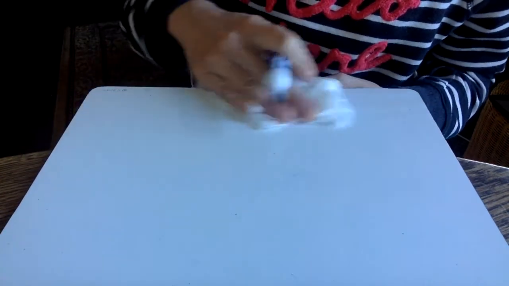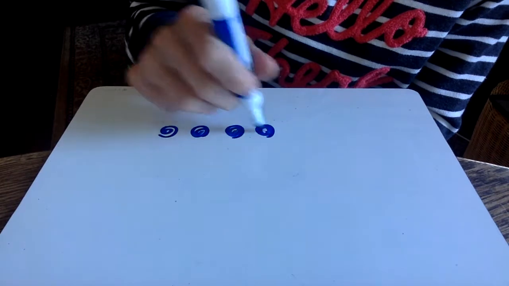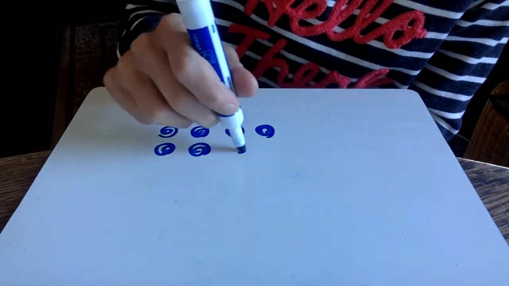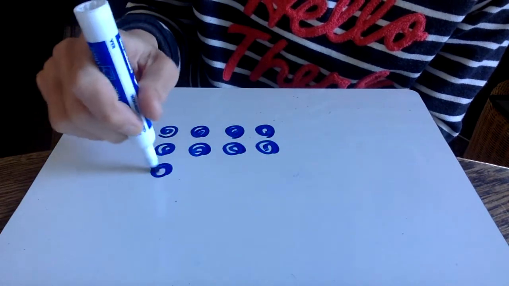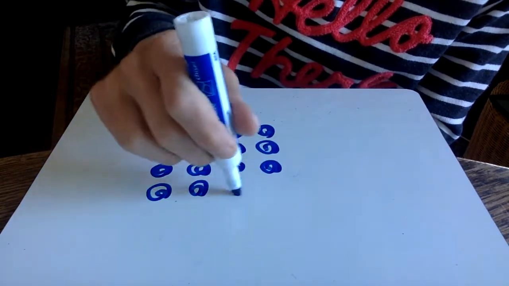Let's try another way. If I'm going to draw another array, swirly candies, and here's another one.